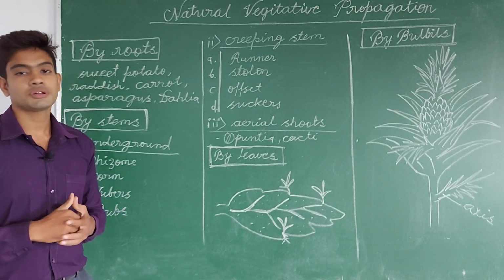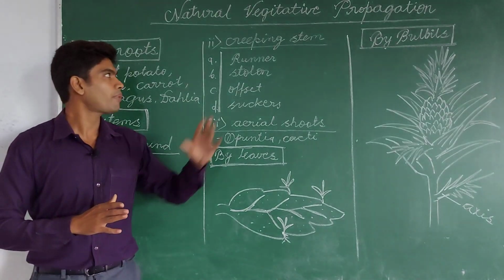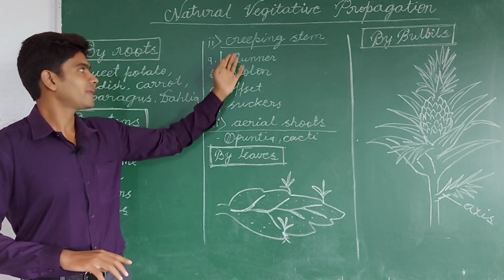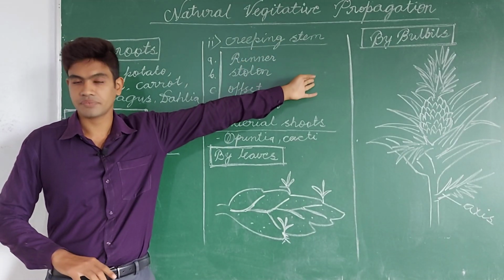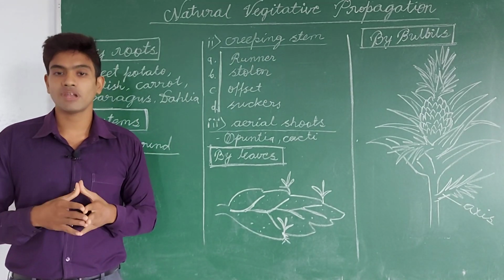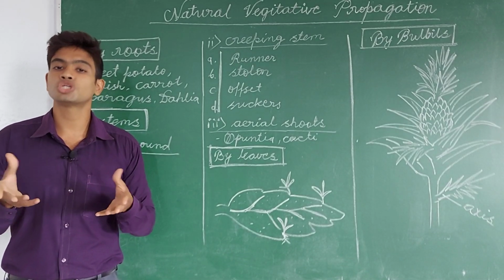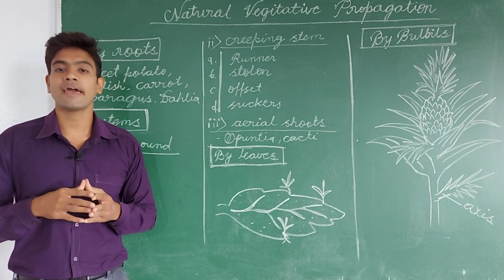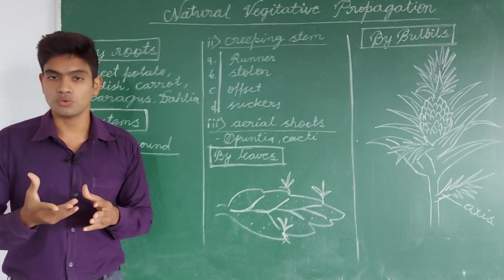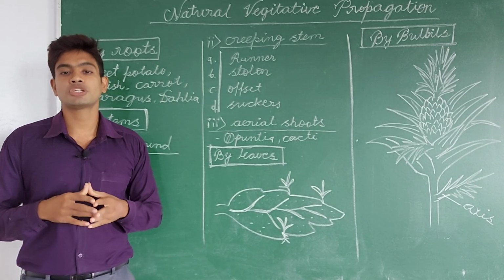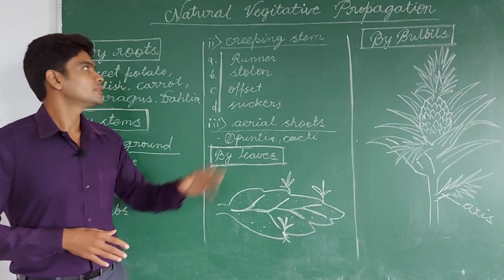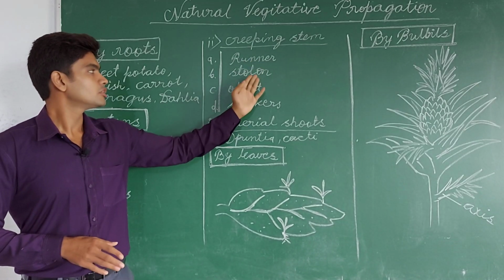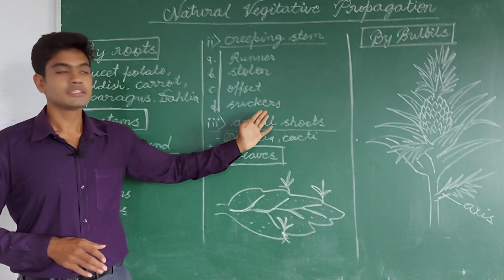Now, after this, we will take the next organ by which this vegetative propagation occurs. This is the next type of stem, which is called the creeping stem. The creeping stem develops at the base of an old shoot, and after growing horizontally for some distance, it rises again to give rise to new plants and new crowns. It may break into many parts to give rise to many plants. The creeping stems can be of the following four types: the runner, the stolon, the offset, and the suckers.